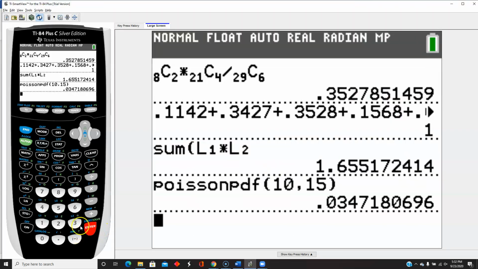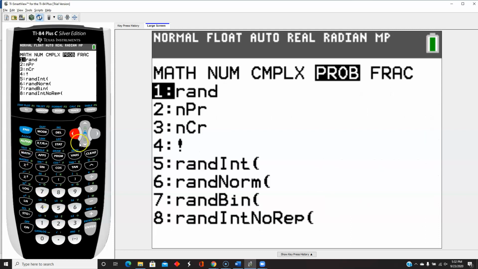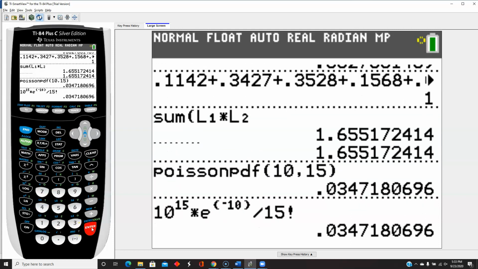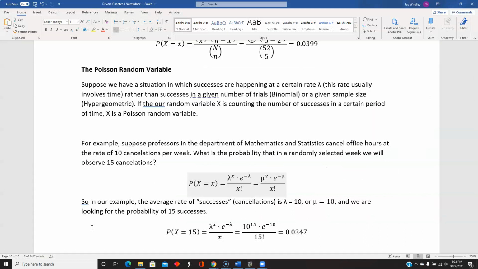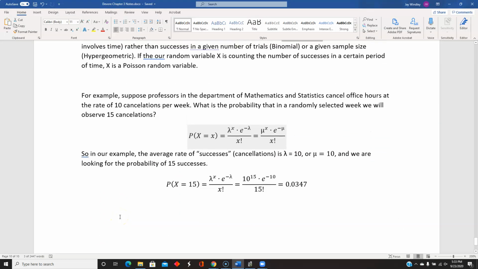Of course, we don't need to have this calculator. You can do lambda to the power x, times e to the power negative lambda, and then divide the whole thing by x factorial. You can do this on any scientific calculator, and you should end up with the exact same answer. So that's the Poisson random variable, and that's it for chapter 3.